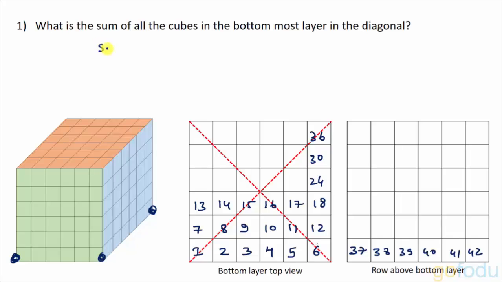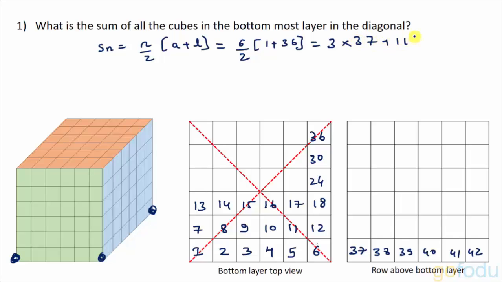So sum can be written as n by 2 (a plus L), where n is the number of terms, a is the first term and L is the last term. Here n will be equal to 6 as we are considering 6 layers or 6 rows basically. So 6 by 2 into (a is 1 and L is 36). So 6 by 2 is 3 into 37, which gives us 111.